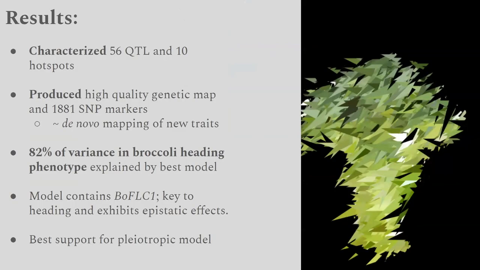And in a nutshell, we found 56 QTL, 10 regions that seemed to be important for high quality broccoli. We were able to produce a really nice set of markers that other researchers can use when studying this population. We were able to explain over 80% of the model variance in the broccoli heading phenotype. We found support for the role of FLC1 in heading and flowering time. And we showed that a pleiotropic model is probably very likely.